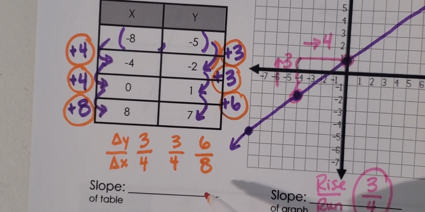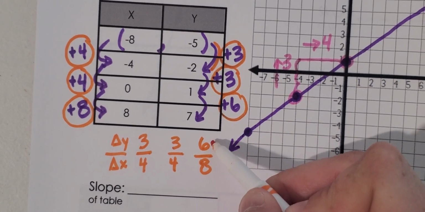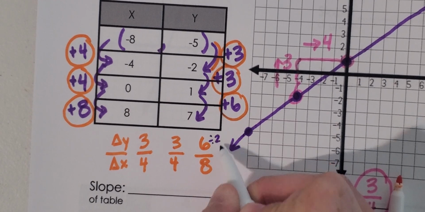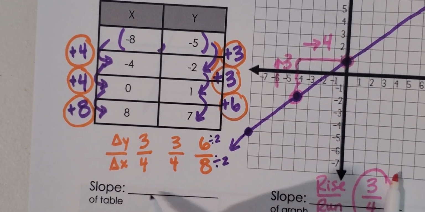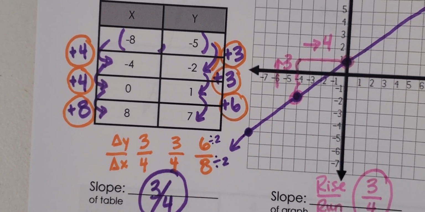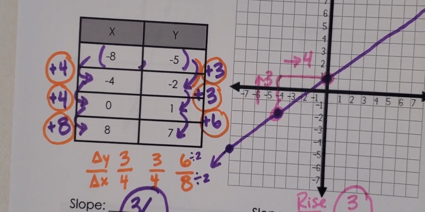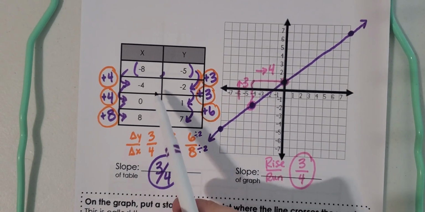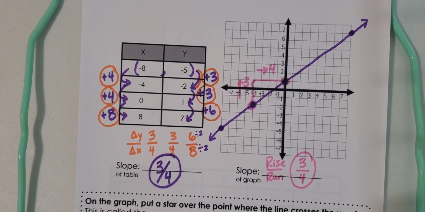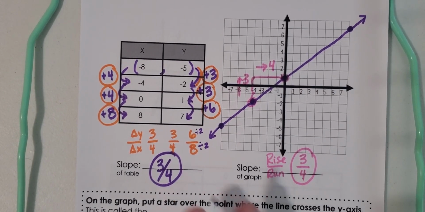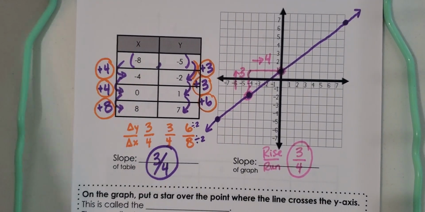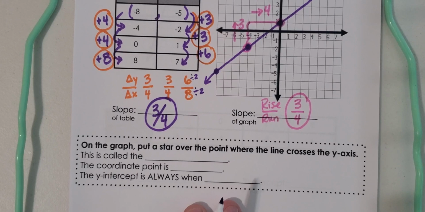So even these fractions don't look all the same, but if I reduce this last fraction down, I know that I could take both these numbers divided by 2 and still get 3/4 as my answer. So it makes sense that both of these have the same slope because I literally just used these points to plot the graph. But the whole idea of this is practicing the slope, creating the table to the graph, but then also identifying some things that we see in the table and in the graph as well.